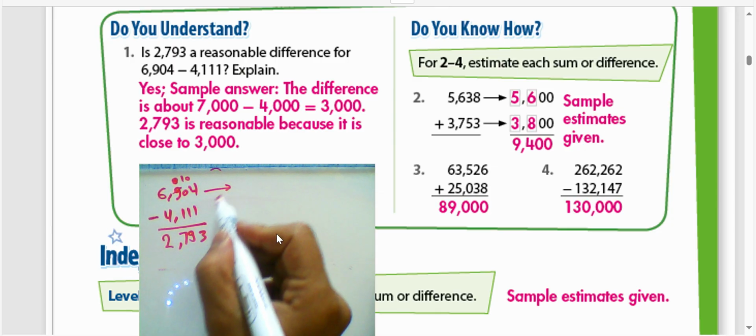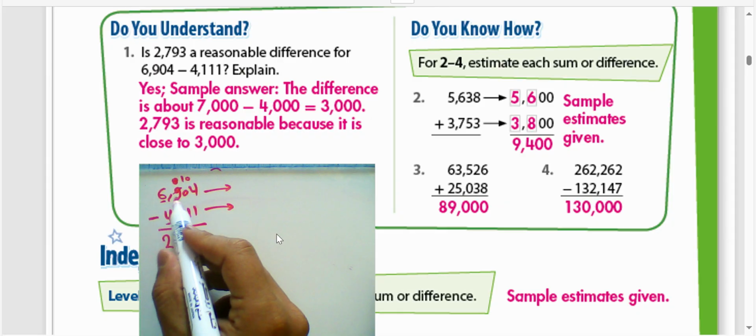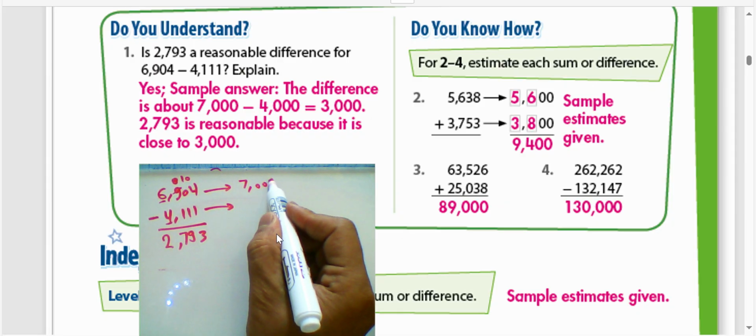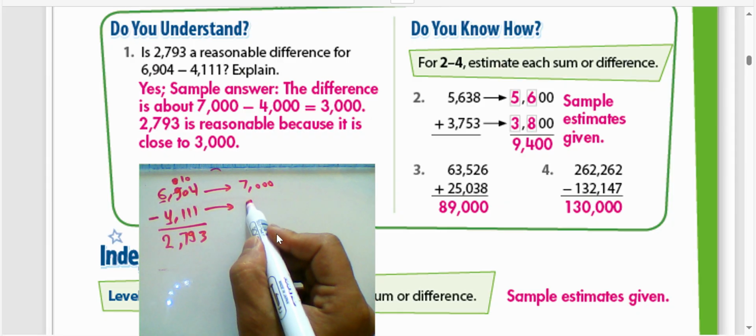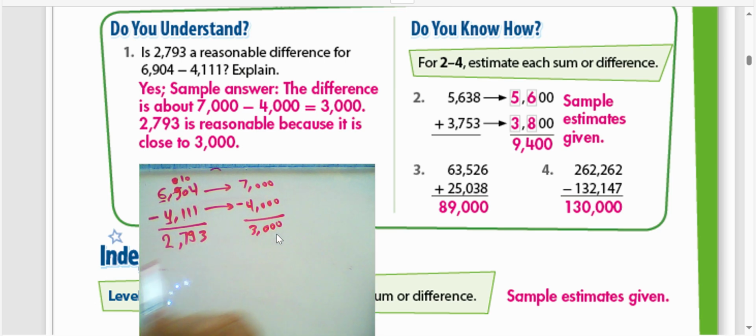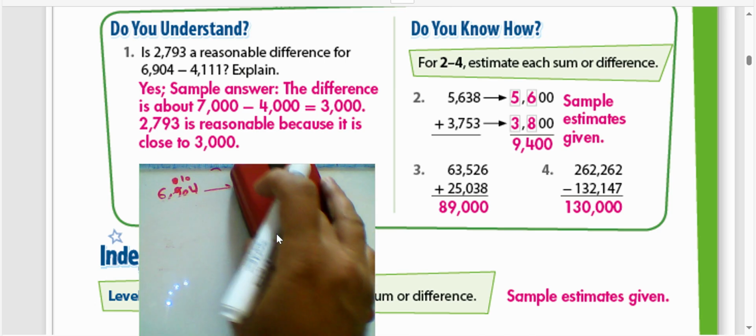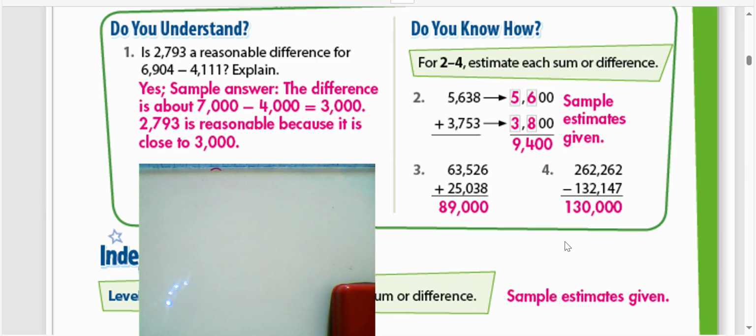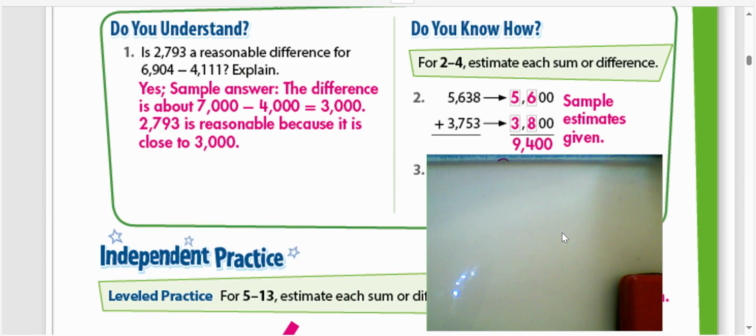Okay, then you can approximate each number to the nearest thousand. 9 can give 1 to 6, it will be 7,000, and 1 can give 1 to 4, the result will be 4,000. Then we can find the difference between them, the result will be 3,000. Understood? What about the simple answer here?